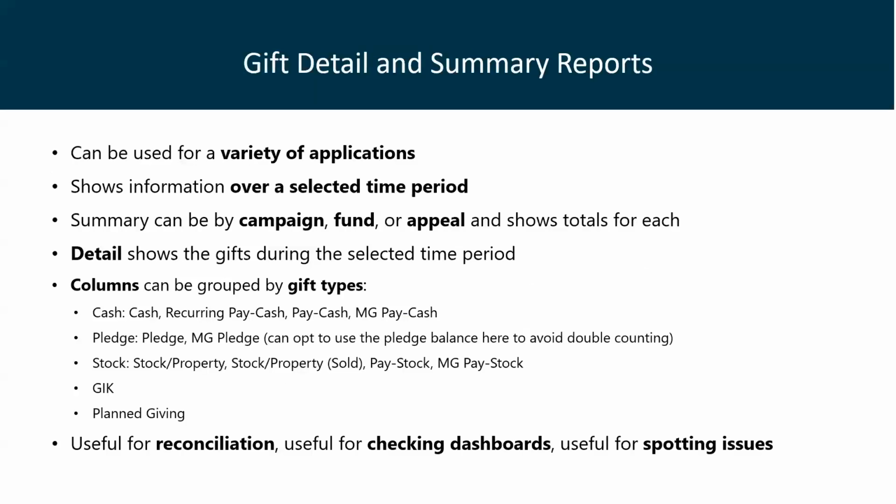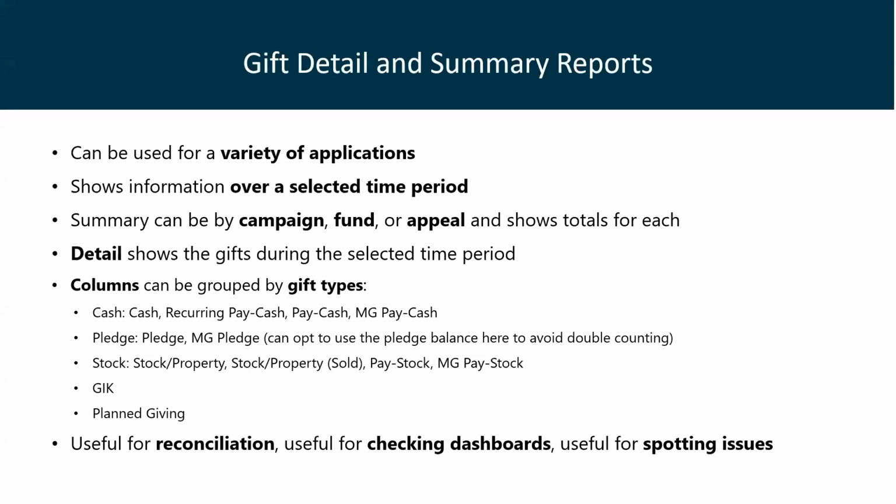The gift detail and summary report. This is one that we use quite a bit, and it can be used for a variety of things. It can show information over a selected time period that you determine. It can produce one report or two reports at the same time, just like it says, a detail and a summary. The summary could be around campaigns, funds, or appeals. Then it can also give you a detail related to those same gifts that are showing in the summary.